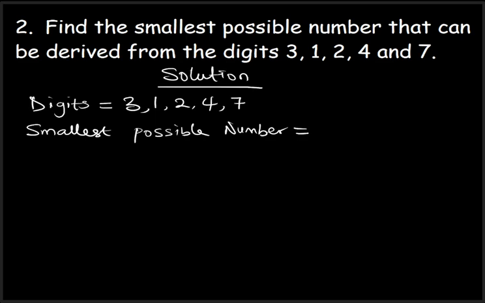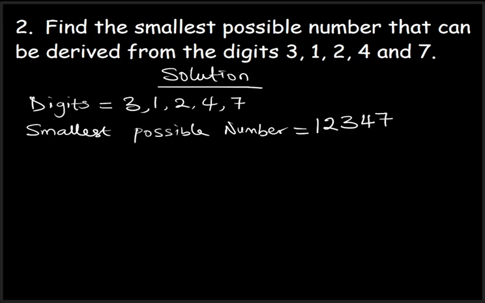To get the smallest possible number means you must arrange the digits from the smallest. So let's check, what are we going to get? What should come first is 1. Now we are writing it as a number, so we don't need the comma again. So 1, then 2 will follow, then 3 will come, 4 will come, and then 7 will come. So this is the smallest possible number we can get from these digits.